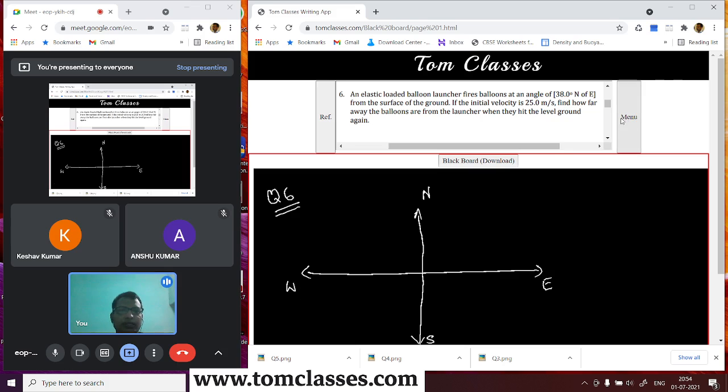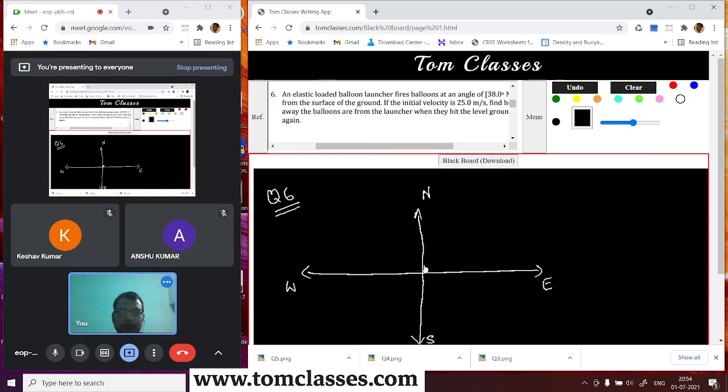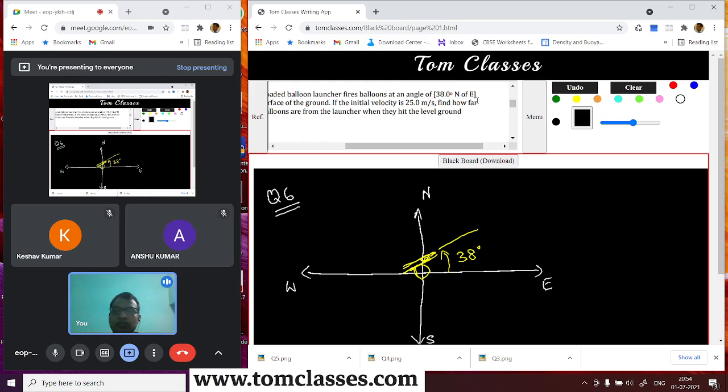So there is a balloon launcher. Let me call that some sort of a gun, which is launching at an angle of 30 degree. It is north of east or east of north. Let's see, north of east. So north of east, we will be looking at the angle from this side, right? So this is 30 degree. The direction is important. It says north of east. Sometimes it might be written as east of north. In that case, the angle will be this. Be careful on that one.